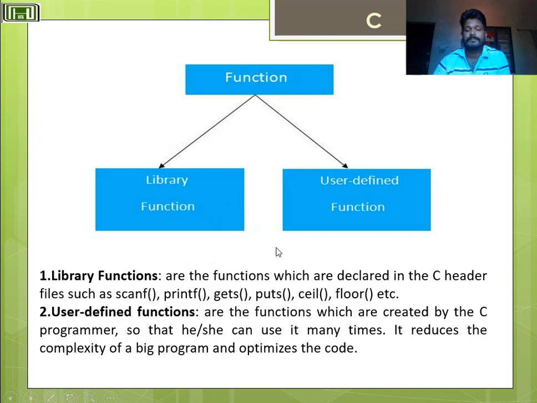These are the functions which are declared in the header file, such as printf, scanf, gets, puts, ceil, floor, etc. These are already predefined, and by including the header file you can access these functions. These inbuilt functions are called library functions. And the second type of functions are created by the C programmer and can be used in your programs many times. It reduces the complexity of a big program and optimizes the code.